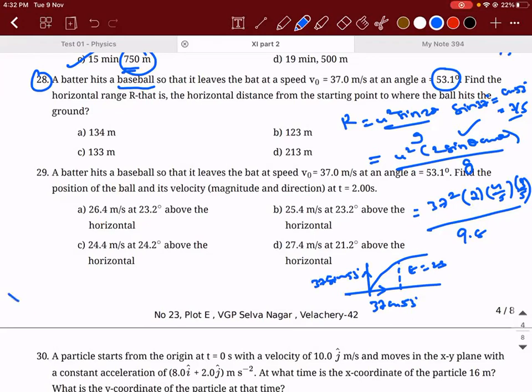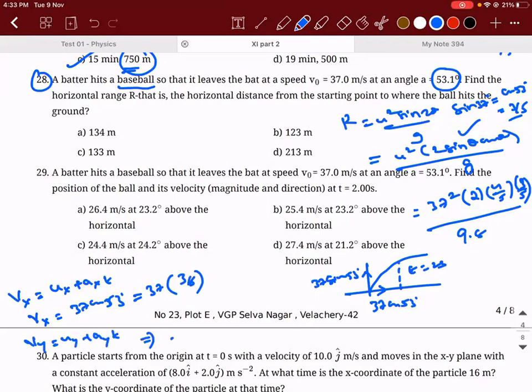Correct? So velocity along x direction is equal to ux plus ax into t. So vx is equal to 37 cos 53. So 37 into what is the value of cos 53, guys? Just 3 by 5. Similarly, what will be the velocity of the object in y direction? uy plus ay into t. uy is 37 sine 53 plus what is the value of ay? Minus g into t. t is 2 seconds. Find this value and you will have this value. Take the square root of both, that will give you the answer.